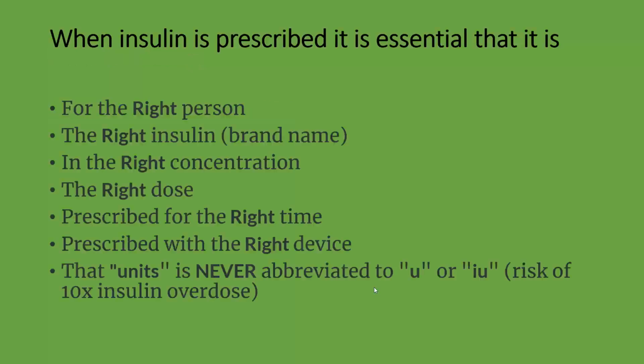So when you're prescribing insulin, it's essential that it's prescribed for the right person, right insulin and brand, right concentration, right dose, at the right time, and in the right device. Sometimes patients may be on a pen, maybe using a syringe, so you should find out which way they are using it. And you should always write units rather than writing U or IU. Don't even use the term IU.